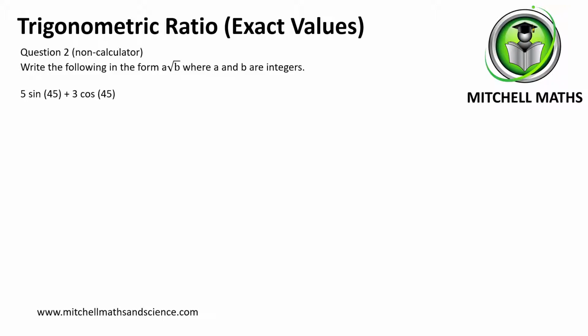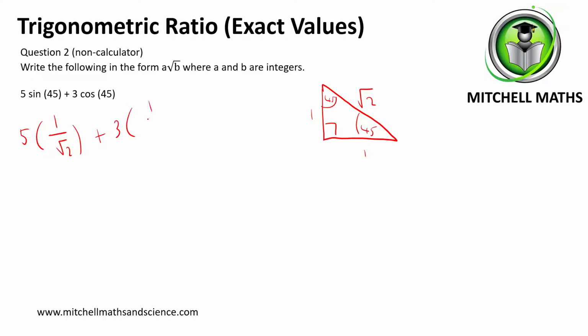Right, so this question wants us to write the following in the form A root B, where A and B are integers. So firstly, we're going to think about what sine 45 and cos 45 degrees equal. Well, they're both actually equal to 1 over root 2 because of the triangle. So I've got 5 times 1 over root 2 plus 3 times 1 over root 2.